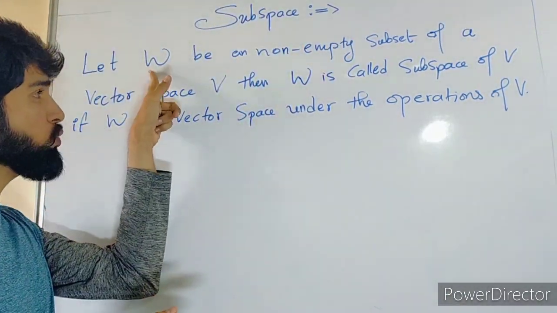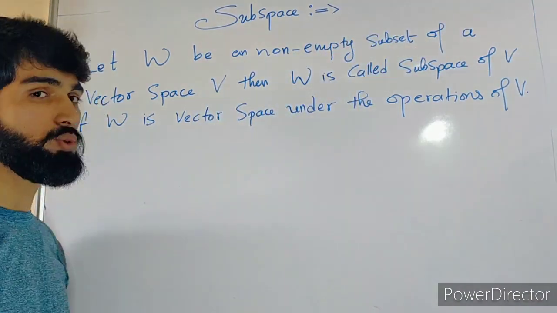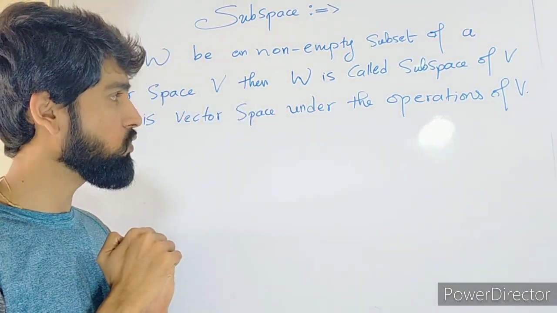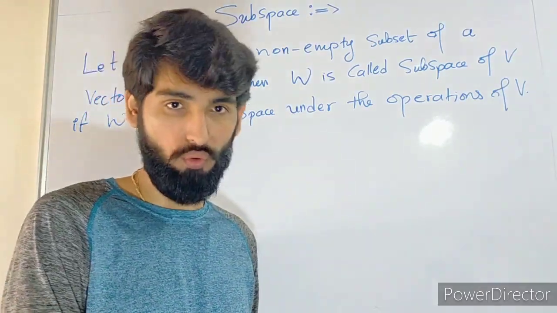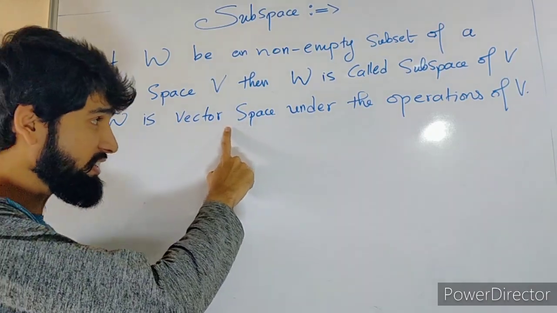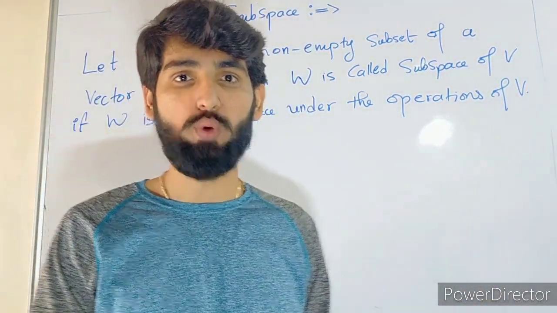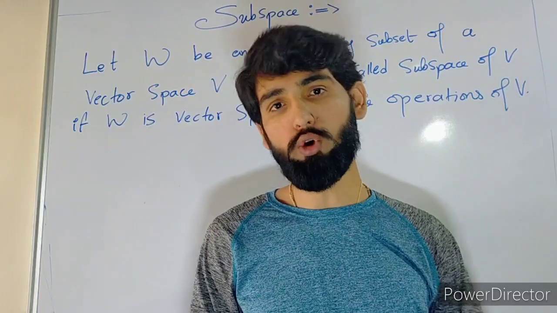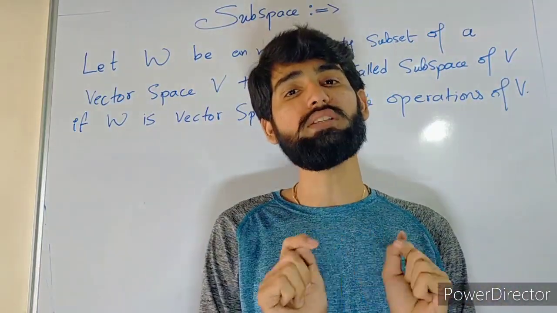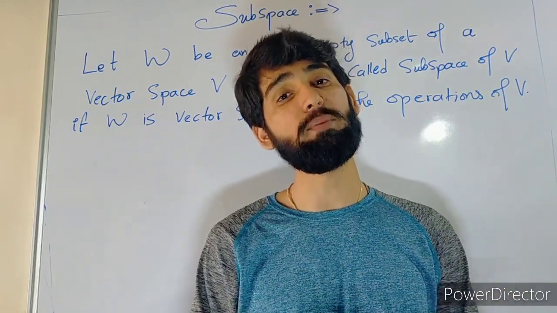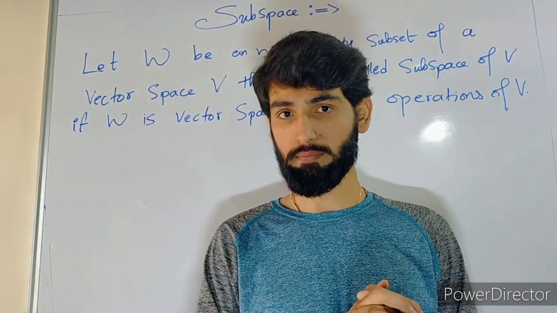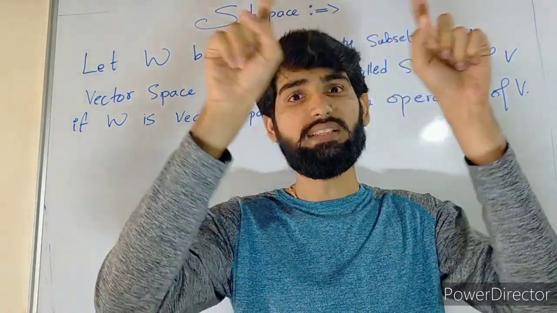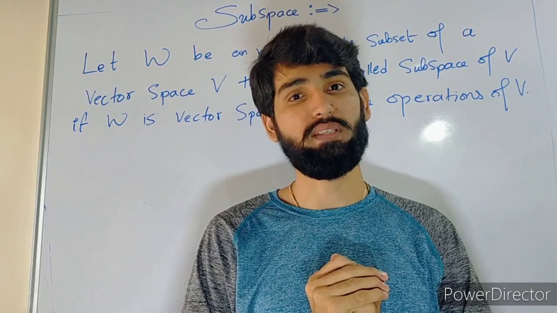Suppose my W is a non-empty subset of a vector space V. I have some vector space V, and inside it I have a non-empty subset W. This W will be called a subspace of V if this W is a vector space under the operations of V. That means whatever operations were defined on V, if by using those two operations you are able to prove that the non-empty subset W is a vector space, then W becomes a subspace, or you can say a vector subspace of V. So in short, a subspace is like a smaller vector space inside a bigger vector space.